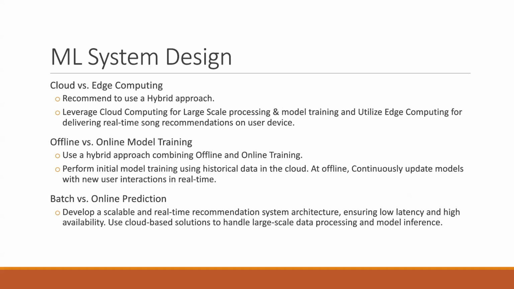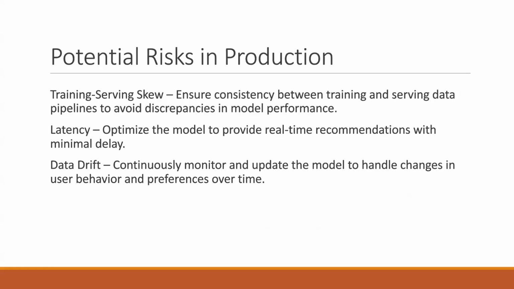So lastly, the batch versus online prediction. Since this is more real time, we need to develop a scalable real-time recommendation system, and it needs to have low latency and high availability. A cloud-based system will probably be able to handle something at this particular scale, and would be much more helpful in handling large processing. But since there are certain things that have to be handled in real time as well, we'll have to take that into account also.